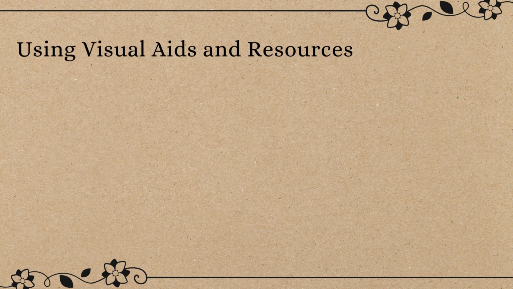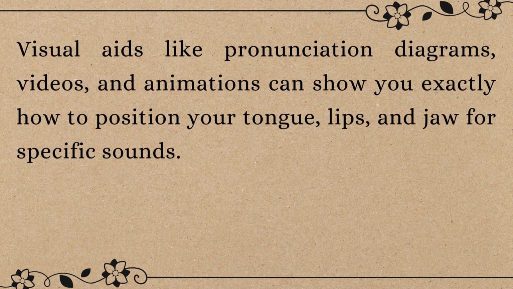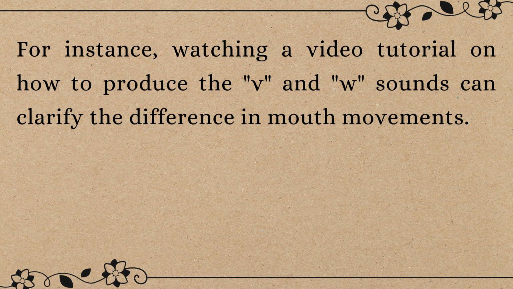6. Using visual aids and resources. Visual aids like pronunciation diagrams, videos, and animations can show you exactly how to position your tongue, lips, and jaw for specific sounds. For instance, watching a video tutorial on how to produce the V and W sounds can clarify the difference in mouth movements.